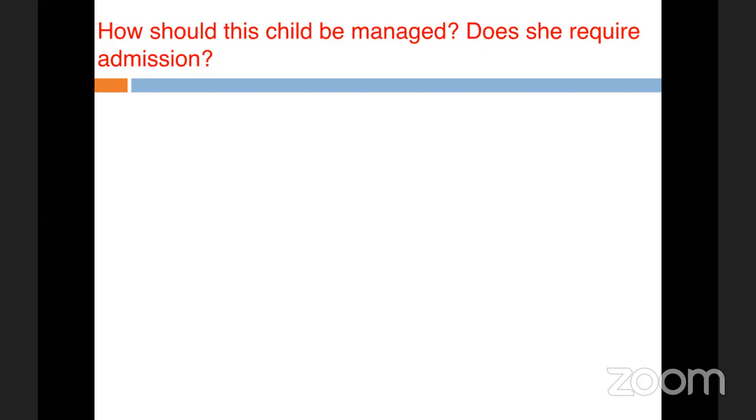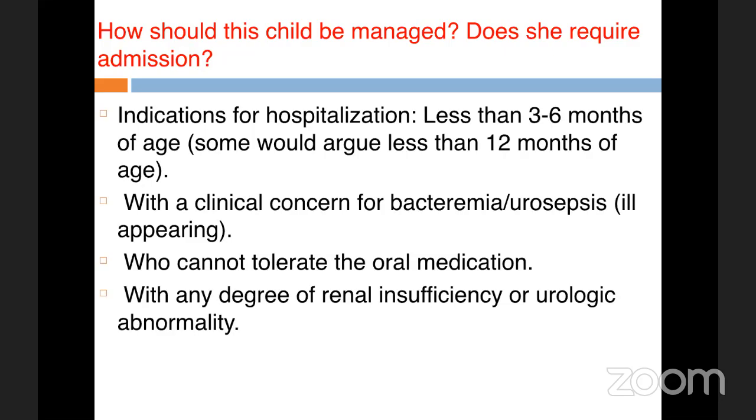So how should this child be managed? Does the child require admission? You have fever, your urine routine suggests pus cells, and your leukocyte esterase is positive. So are you going to admit this child or not? Indications for hospitalization: any child less than 6 months, because the chances of worsening are very high. If there is a concern of urosepsis, that the child is sick, then you have to admit. Or if the child is not taking oral medication, or is vomiting, then we can go for admission. Or if urea and creatinine are elevated, then also you have to admit the child. Otherwise, oral antibiotics are good enough.